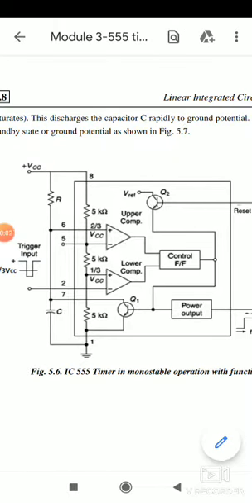Students, welcome to module 3. Already we have discussed the functional block diagram of 555 timer IC and astable mode operation.